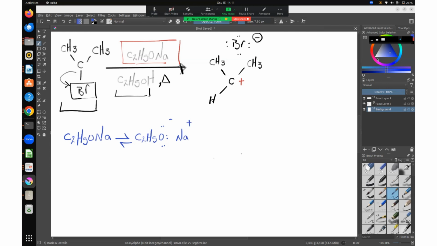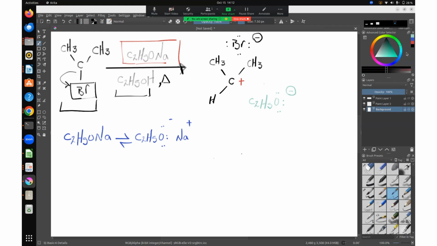As a result, what we may end up with here is this. Now we have the ethoxide here in the solvent, finding itself in close vicinity to the carbocation which we have formed, with the negative charge which represents an incredibly strong Lewis base.